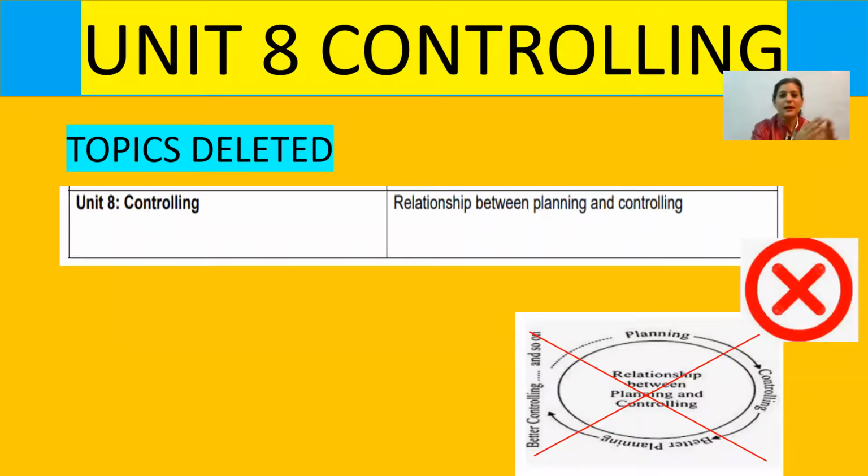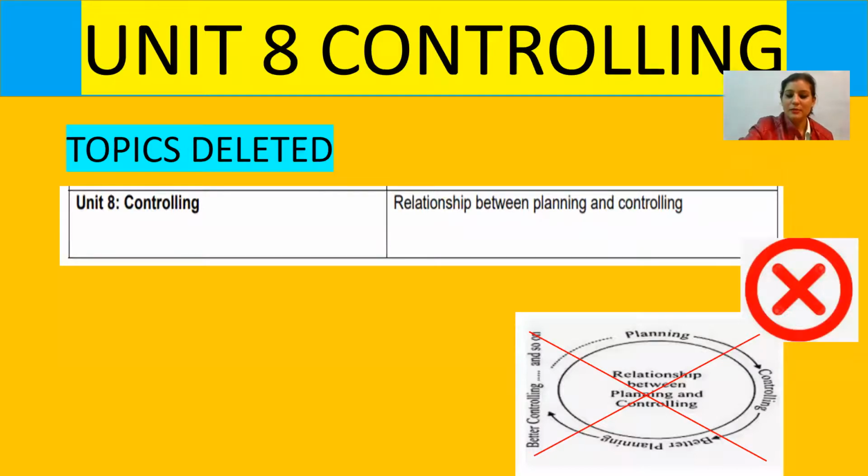You have to prepare the part planning, you have to prepare the part controlling. All questions are important, their meaning, their process, their features, functions, everything is important. Planning is important, controlling is important, but their relationship is out of syllabus. Questions like this: planning and controlling are two sides of the same coin. Planning is the first step, controlling is the last. Prove with the help of an example. This is out of syllabus. Planning you have to do, controlling you have to do, relationship is deleted. Clear? This is everything about the first part.